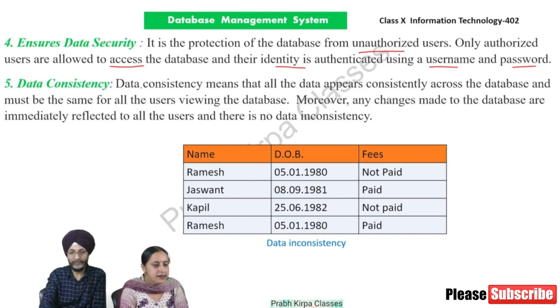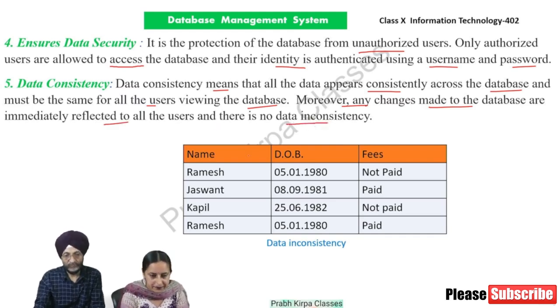Fifth, data consistency. Data consistency means that all the data appears consistently across the database and must be the same for all the users viewing the database. Moreover, any changes made to the database are immediately reflected to all the users and there is no data inconsistency.